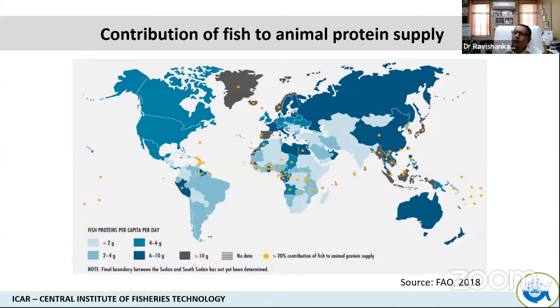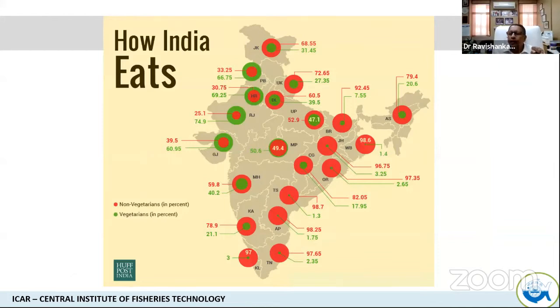If you really see, fish is gaining importance, definitely. Earlier it was only in the coastal regions. Now, if you see interior states like Jharkhand, Chhattisgarh, they're all coming in a big way. So we need to address this issue. And you see how India eats. Only in the coastal region you can see more of a non-vegetarian population, and still, there are a lot of people who are vegetarians.